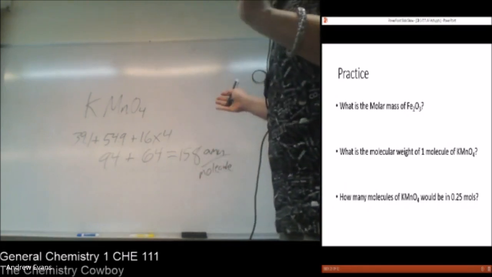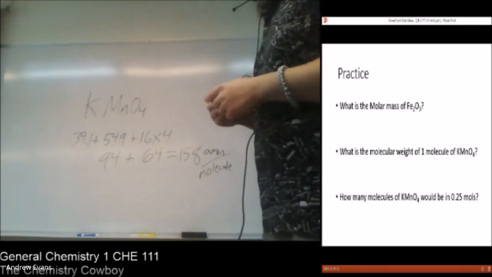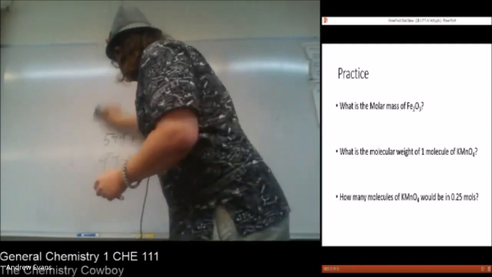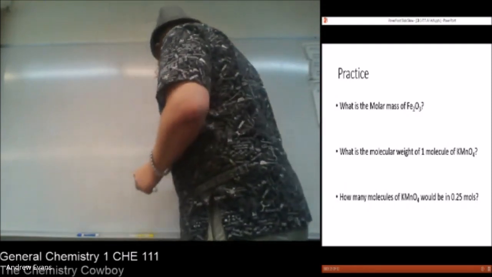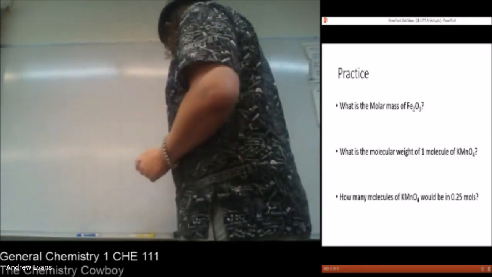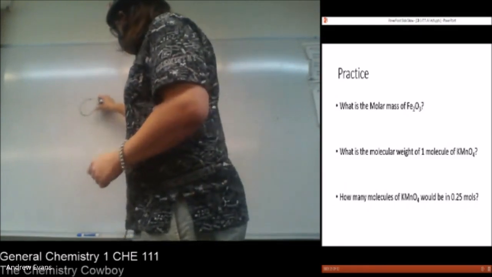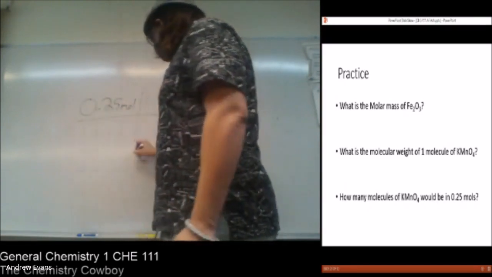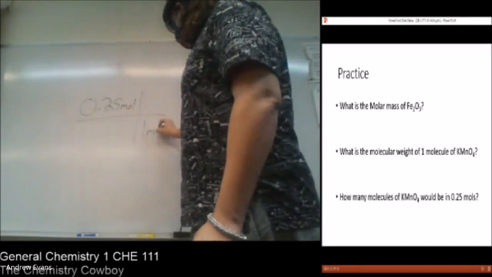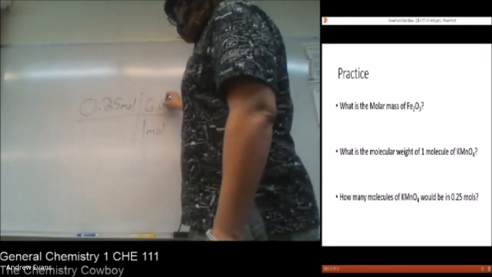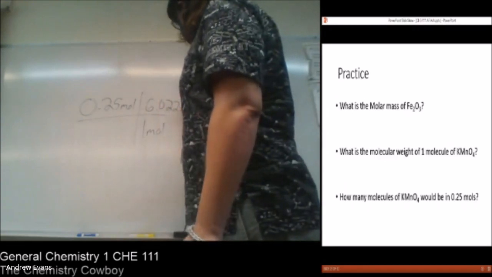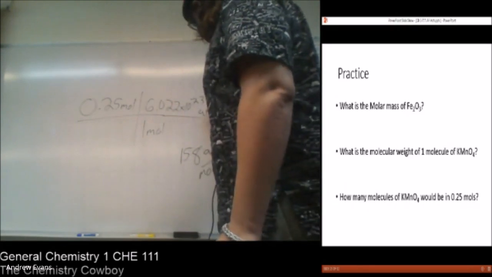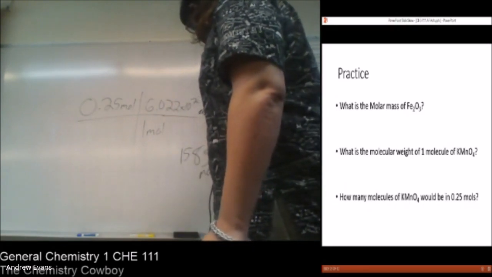Hooray, we calculated this. Finally, how many atoms would be in a quarter mole? Starting from 0.25, we just calculated the 158, but because of Avogadro's number, because of the relationship of atoms to moles, we do not need that. We are converting this directly to molecules.